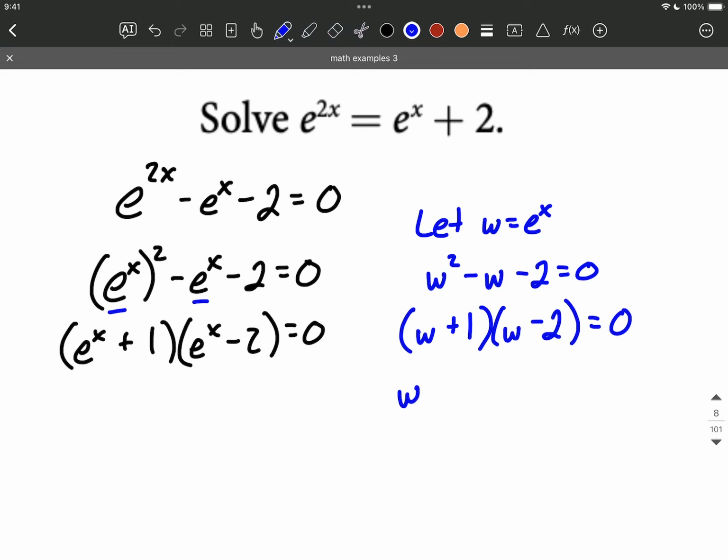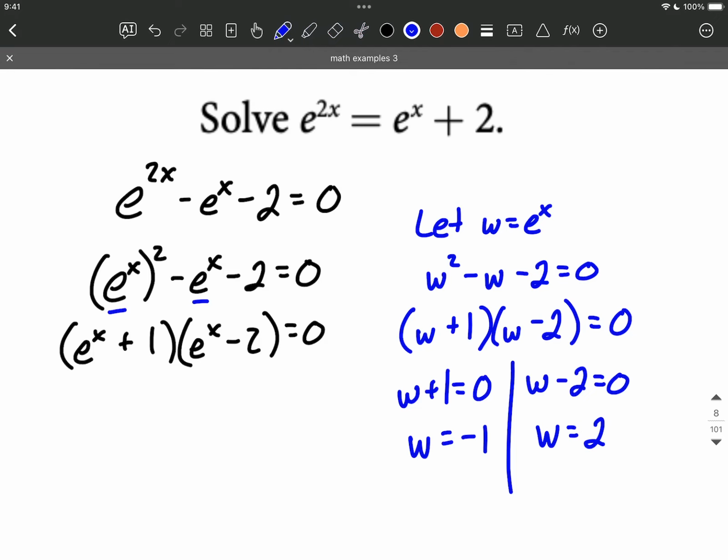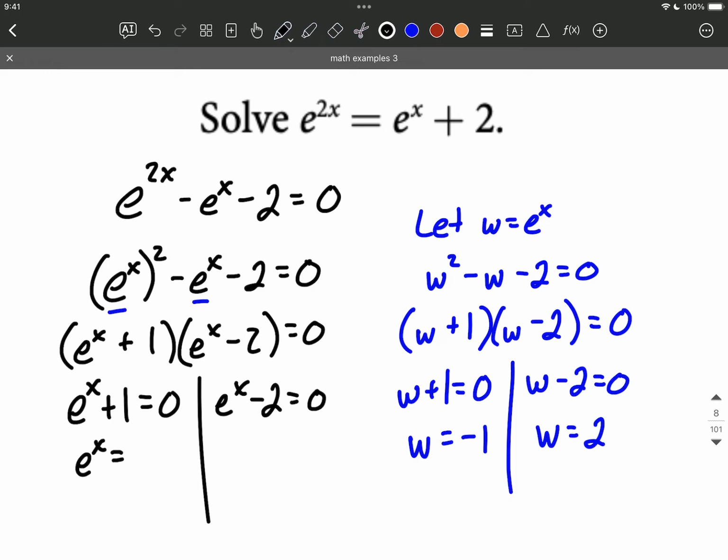Now, thinking about the w case over here, normally after we factor something, what we do is we go ahead and set our factors equal to 0 and solve down. So we get w equals negative 1 and w equals 2. We will do the same thing over here on the left-hand side with our e to the x's involved. We'll set each of these equal to 0 and try to solve down. All right, so initially, very similarly, we'll move the 1 over. We'll move the 2 over to isolate the e to the x's.